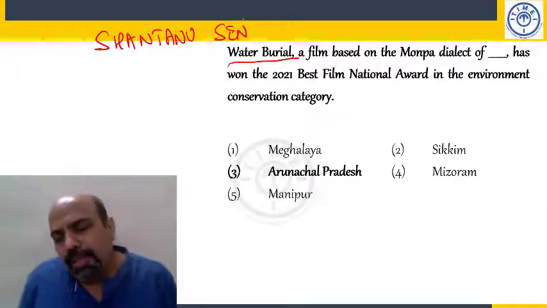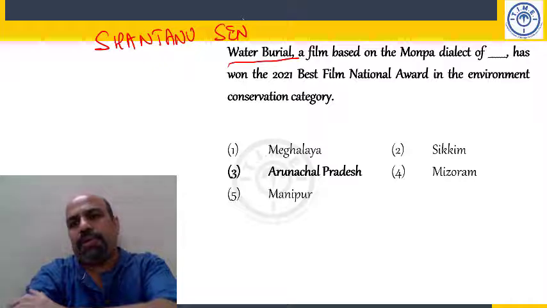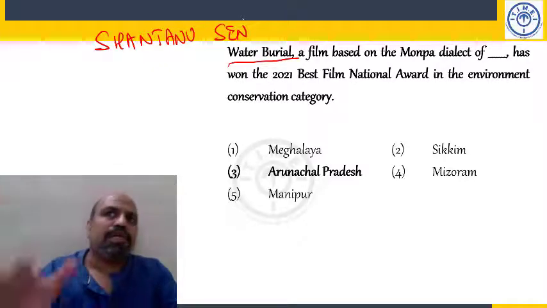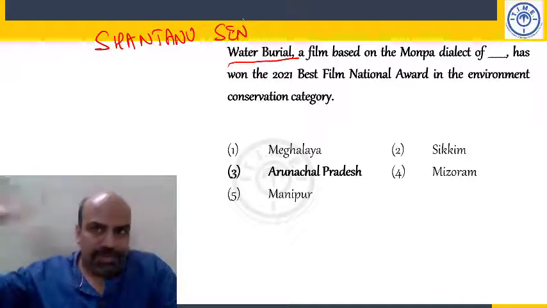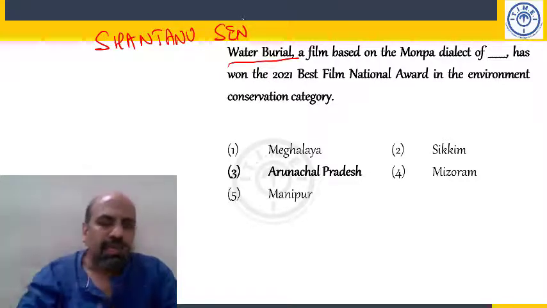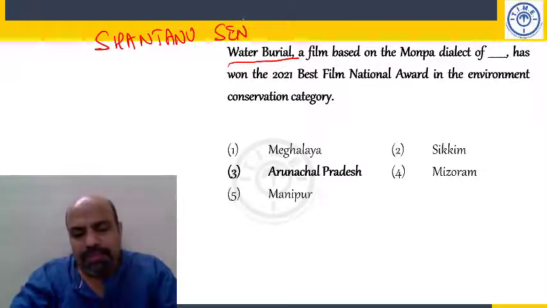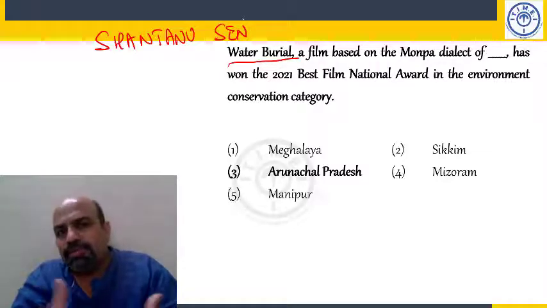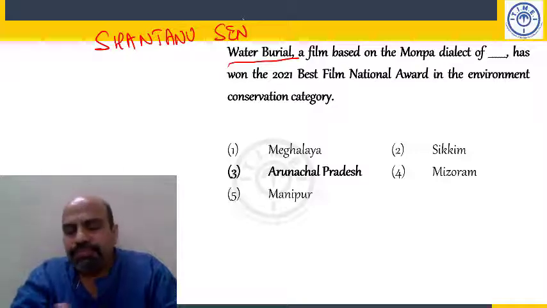Monpa is a tribe. The Monpa people live in Arunachal Pradesh at an altitude of about 8,000 to 9,000 feet. These are very environmentally conscious people. They love the environment. They try to protect it. They do everything to protect it. They believe that what comes from nature should go back to nature.